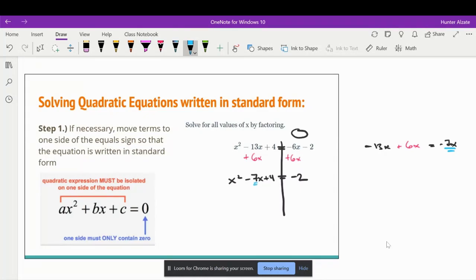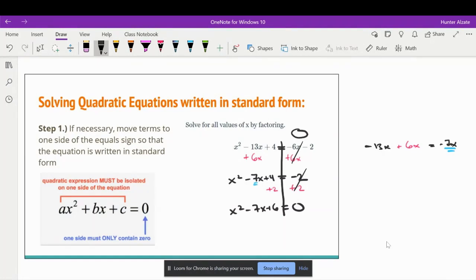And then I still want this side to be equal to 0. I want the right-hand side to be equal to 0. So I need to get rid of this minus 2, so I'm going to add 2. And those cancel, and this one's canceled before. So now I have x squared minus 7x plus 6 equals 0. And that's done with step 1.